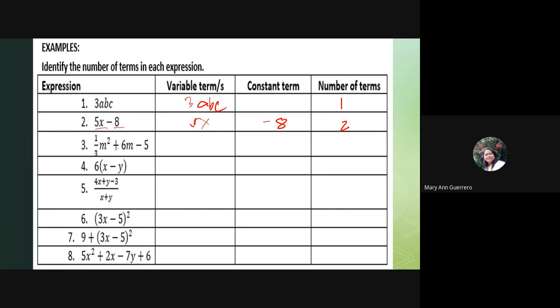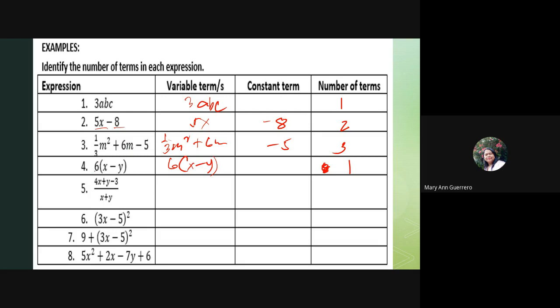Next, so we have here three terms. Two of which are variable terms. We have 1/3 m square plus 6m and then a constant term. Ito naman ay one term lang yan. One term lang yan. Okay, which is a variable term.